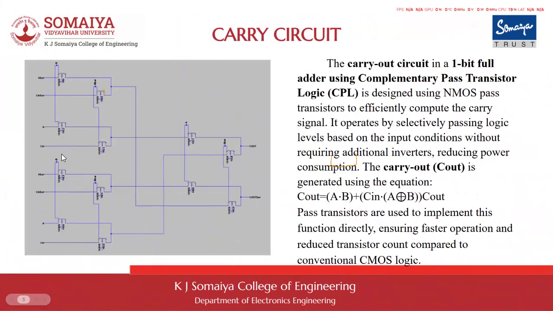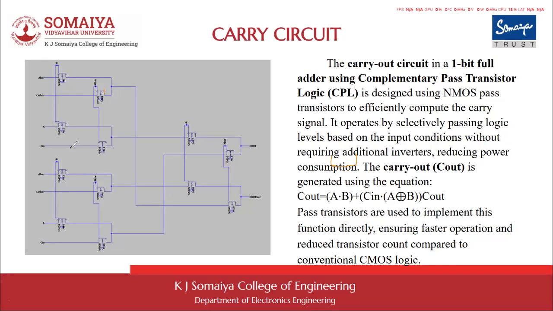Moving on, we have our carry circuit. The carry circuit handles our carry out operation. So over here, if you can have a look, we have this equation, which is A dot B, and we add it up with Cn, which goes in A XOR B, and then we get our C out equation.